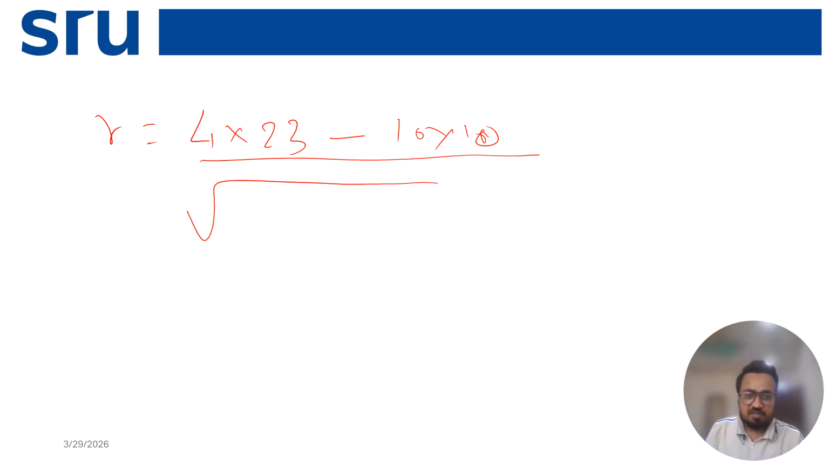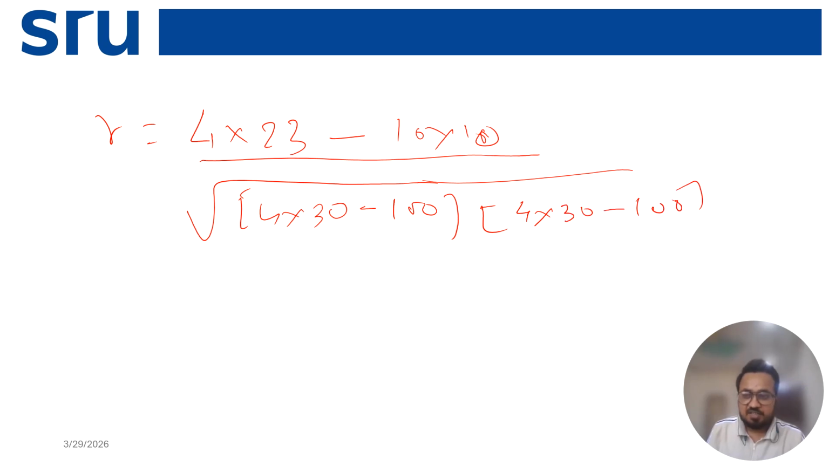n into summation of x square. So that is 4 into summation x square, which is 30, minus summation of x whole square. So that is 10 square, what? 100, right? Into this will be equal to 4 into summation of y square, which is 30, minus summation y whole square, which is 100. So if you find this, then we will get the value r equal to minus 0.4.